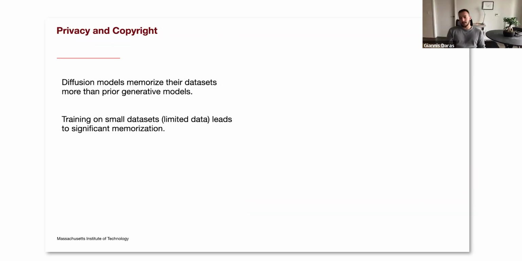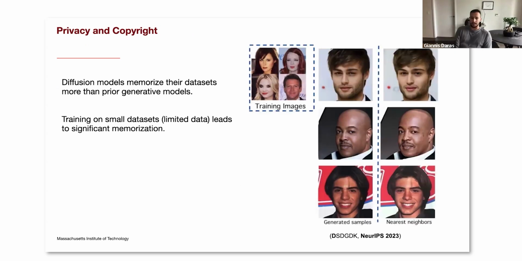The final reason, and then I'll get to the point of how we solve all of these problems, is that diffusion models in general memorize a lot. So here's a fun little experiment. You can train a diffusion model on a limited data set, like 300 images.